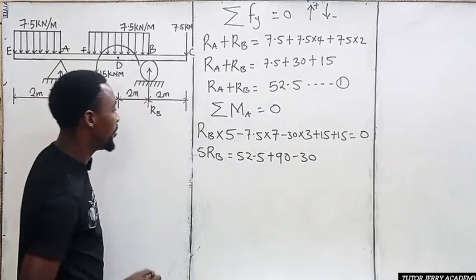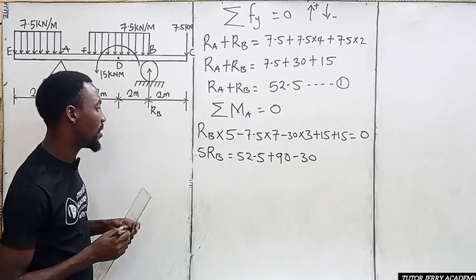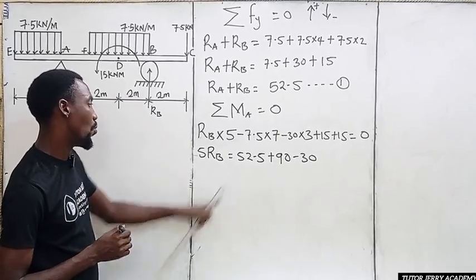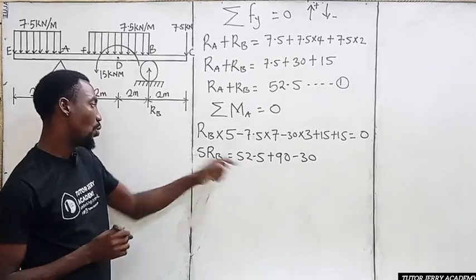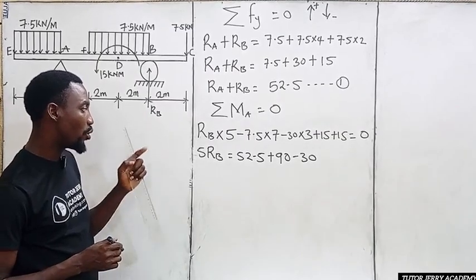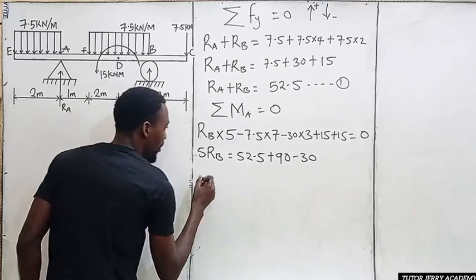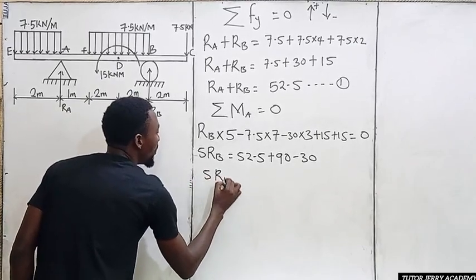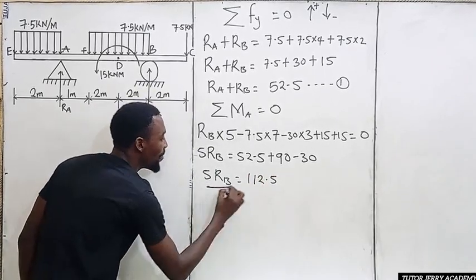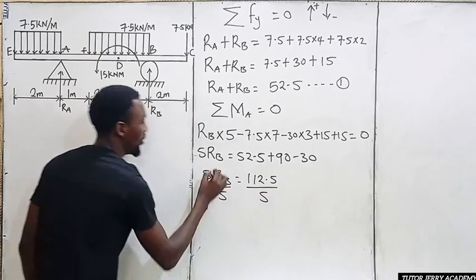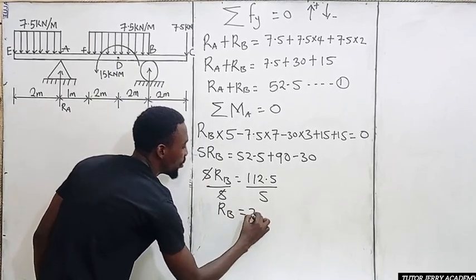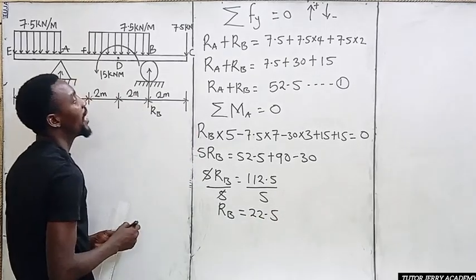All right. So now 52.5 plus 90 is 142.5. 142.5 minus 30. You are going to have nothing but what? 112.5. So it means that 5 RB is equal to 112.5. So if we divide both sides by 5, then our RB will be equal to 22.5. All right.